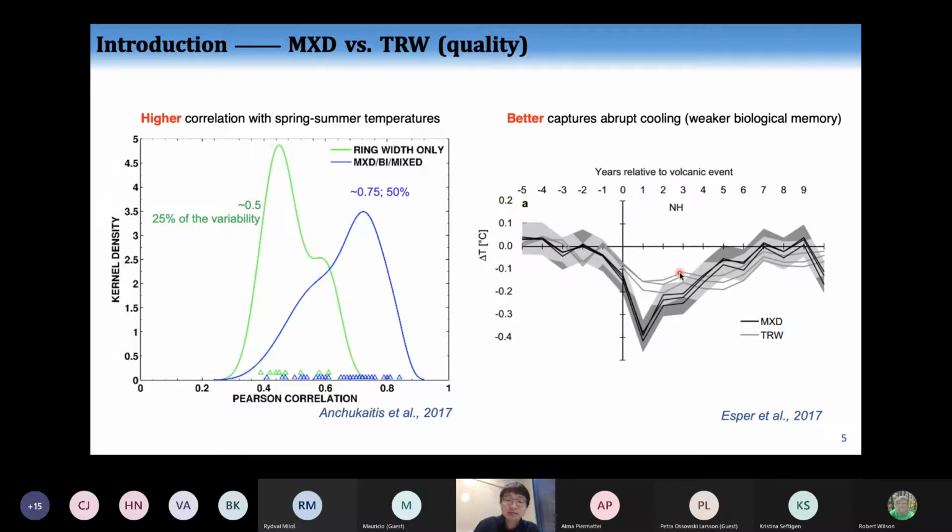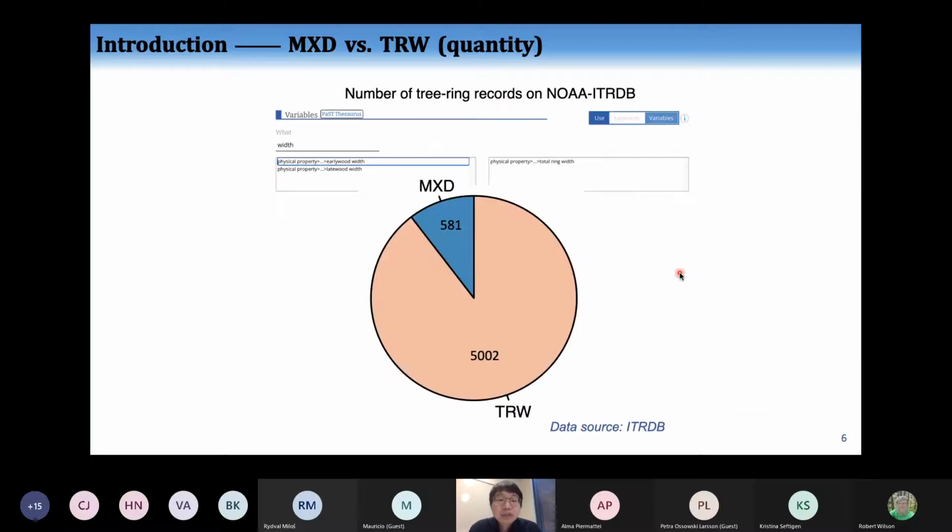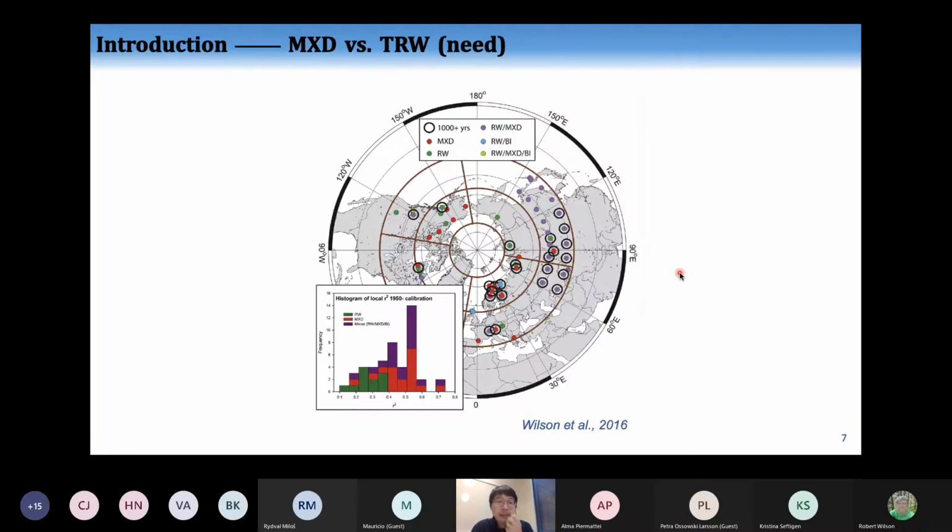compared to density data. If we search for the two types of proxy records using the NOAA International Tree Ring Data Bank, we could find more than 5,000 ring width series. In contrast, there are less than 600 MXD data ever developed. Even so, I think MXD data are highly demanded in practical large-scale temperature reconstructions. For instance, in the famous Esper reconstruction, more than half of the data points are related to density or density composites, which are indicated in green and purple colors.